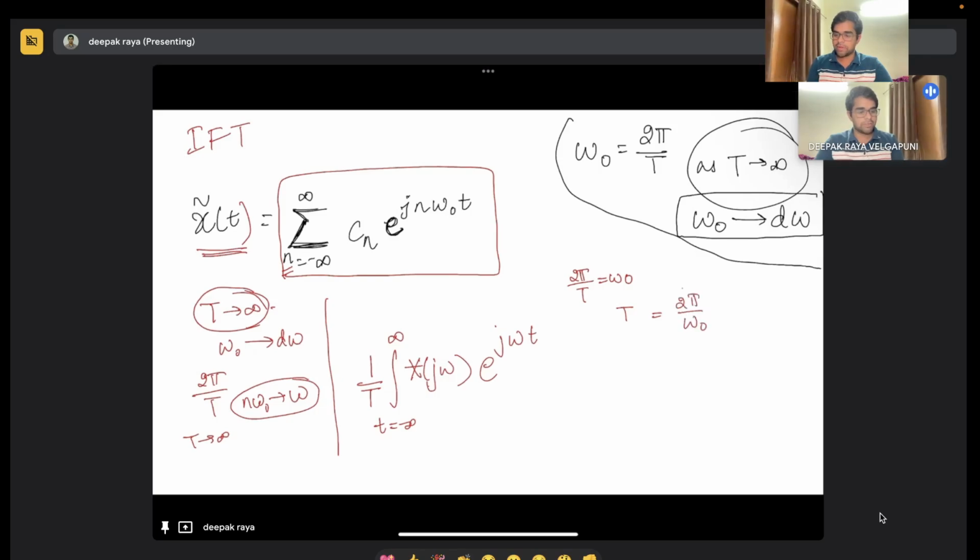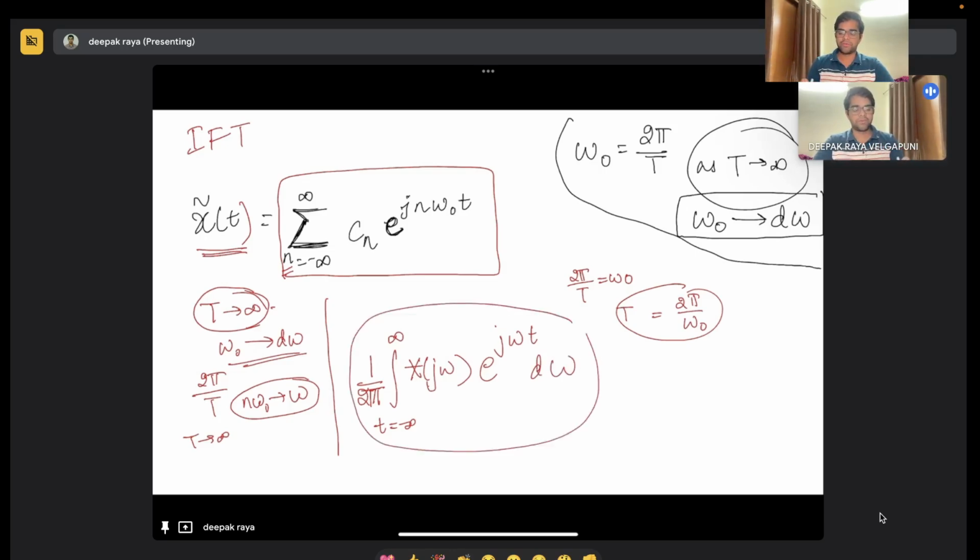If you replace T by 2 pi by omega naught, this becomes 1 by 2 pi, and the omega naught goes into the numerator. As the time period tends to infinity, omega naught tends to an infinitesimal, a very small amount, which is denoted by d omega. So this is how we get the inverse Fourier transform equation. Is everyone clear with the inverse Fourier transform also? It's the same thing we follow, we just tend T to infinity. Okay, cool.